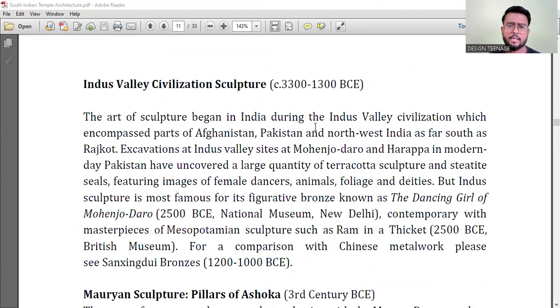Excavations at the Indus Valley sites of Mohenjo-daro and Harappa in modern-day Pakistan have uncovered a large quantity of terracotta sculpture and steatite seals featuring images of female dancers, animals, foliage, and deities. But Indus Valley sculpture is most famous for its figurative bronze known as the Dancing Girl of Mohenjo-daro. This is one of the famous artifacts discovered during the excavation.